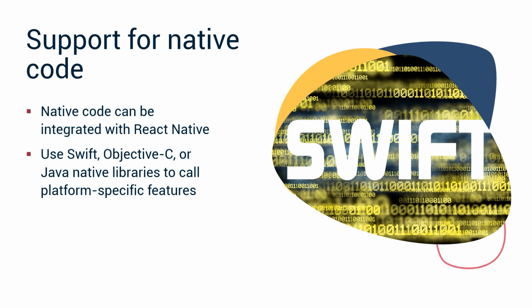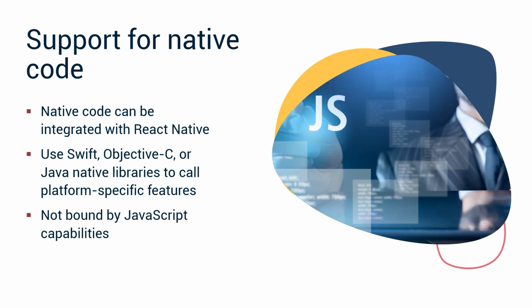Native code can be integrated with React Native. This means that you can use Swift, Objective-C, or Java native libraries to call platform-specific features or make the app run faster. Because it is so flexible, you are not bound by what JavaScript can do.